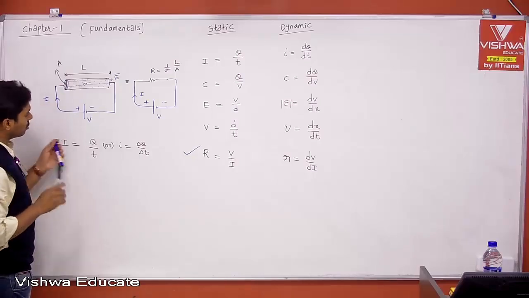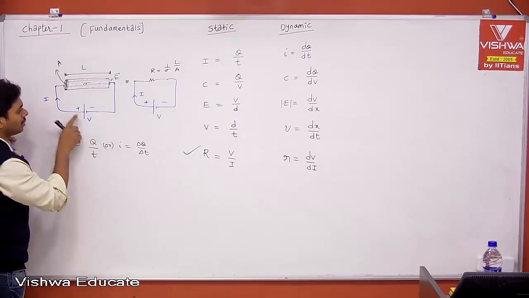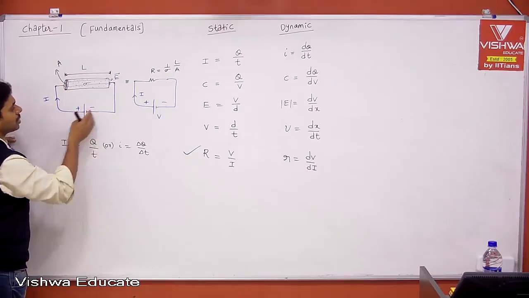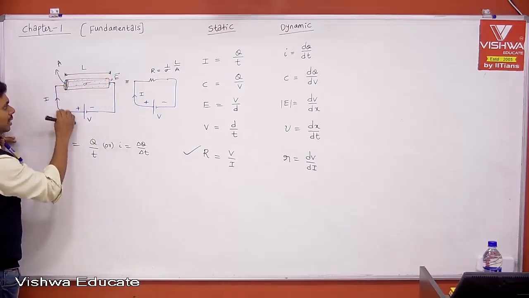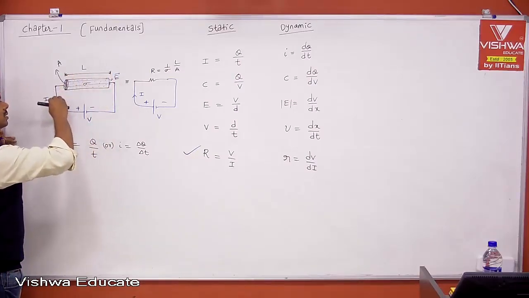If you are confused, don't go with that. Very simple. The battery, this is positive, this is negative. It is repelling the electrons, and this is attracting the electrons. Therefore, electrons are moving like this.